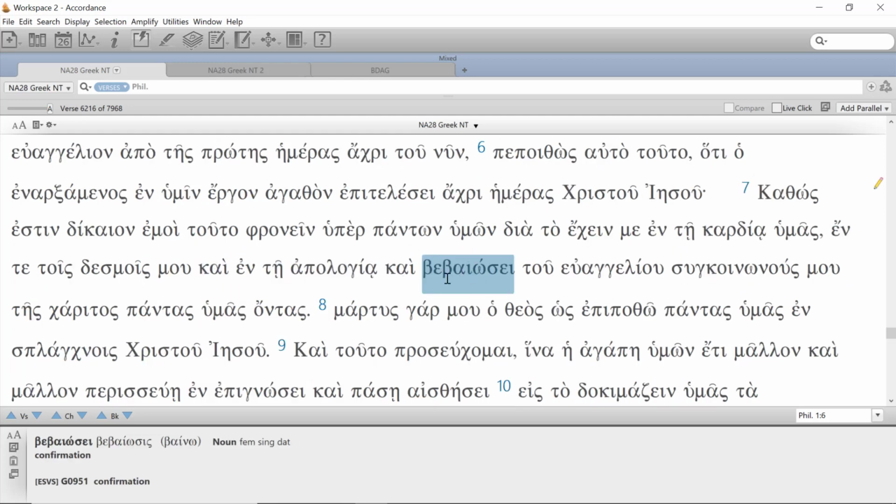The two words that the Apostle Paul uses here are interesting, apologia. When we think of an apologist, we think of someone who explains and defends the gospel. And that word in English has preserved the sense of the Greek word.